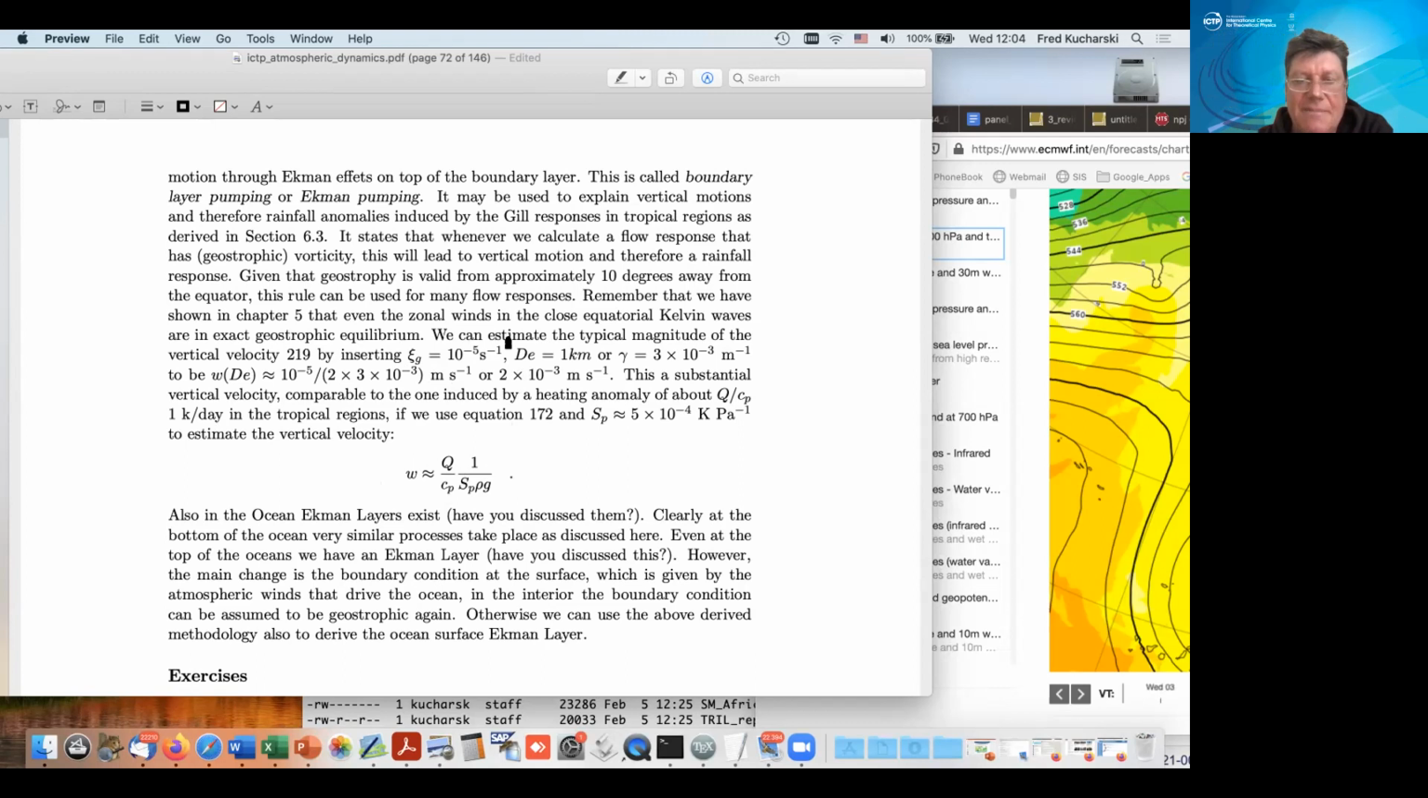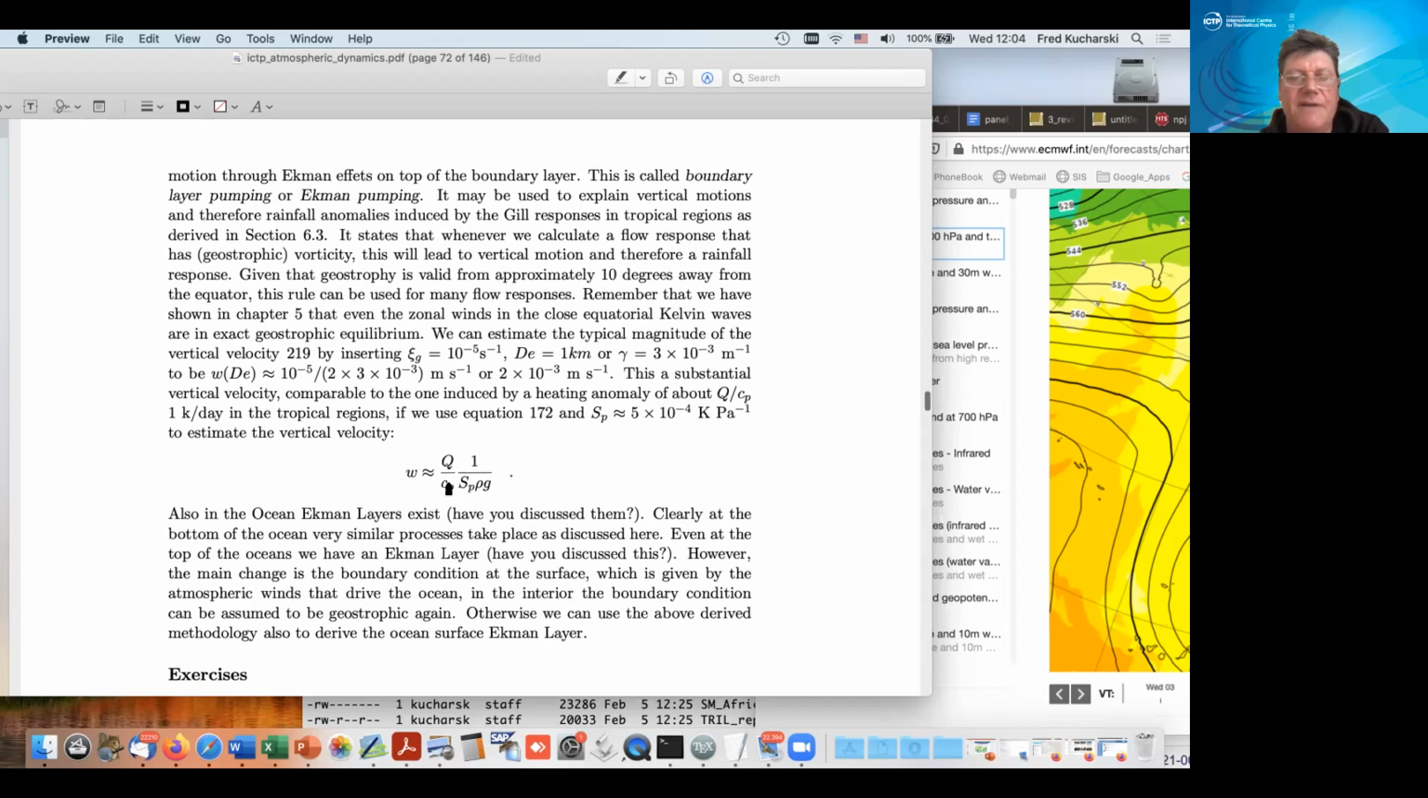this shows us that Ekman pumping is potentially a very important mechanism to induce remote responses to El Nino, because we will see that the responses that we have remotely, they may actually be related to vorticity and therefore induce Ekman pumping, divergence, convergence, and vertical motion.